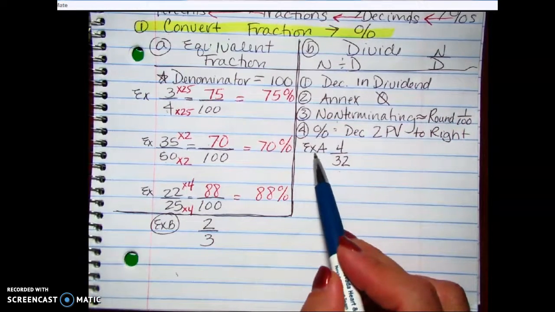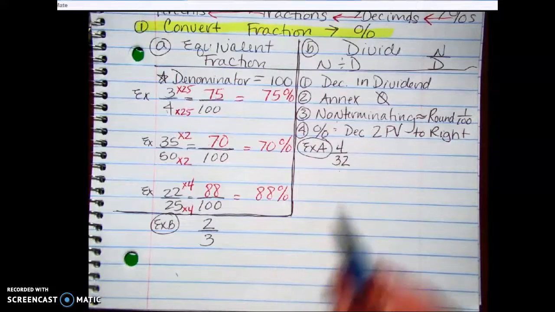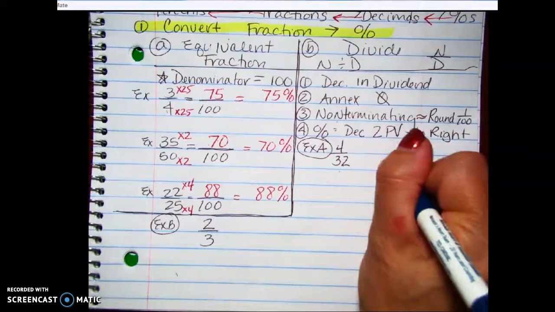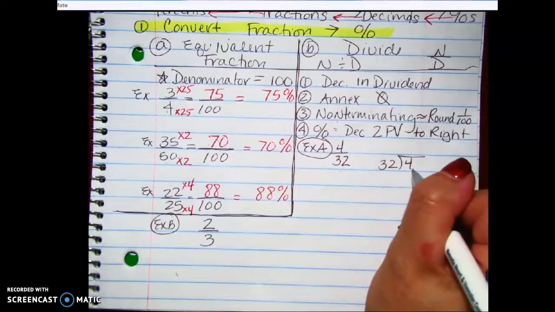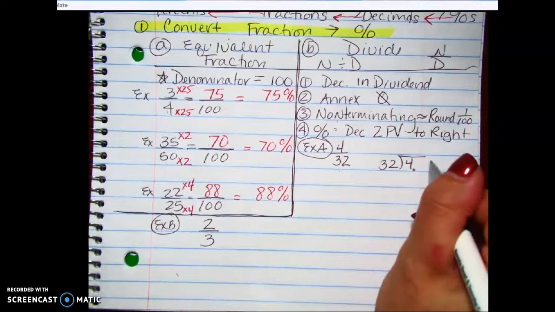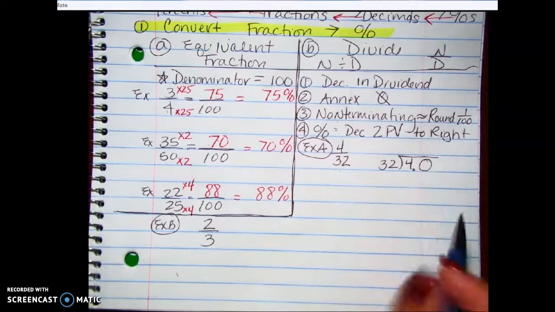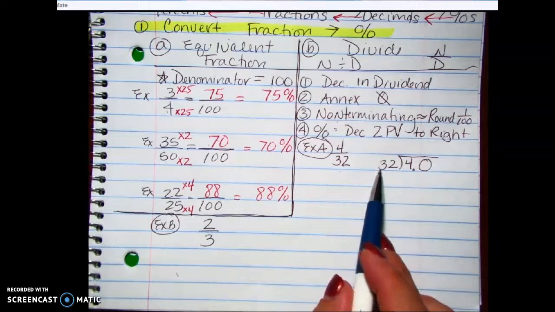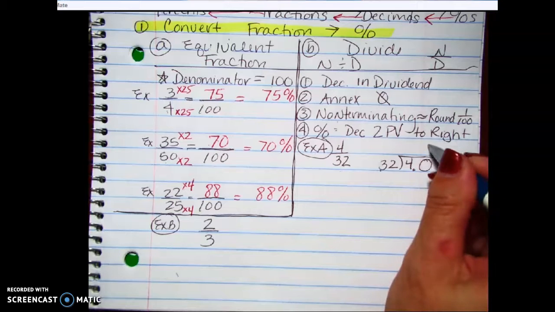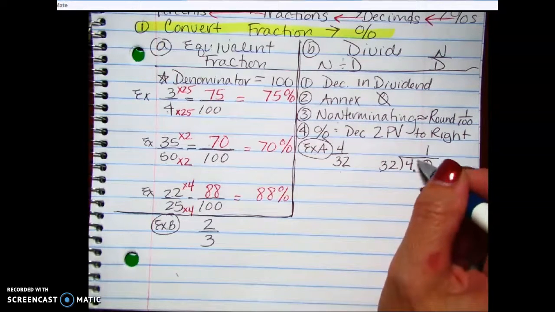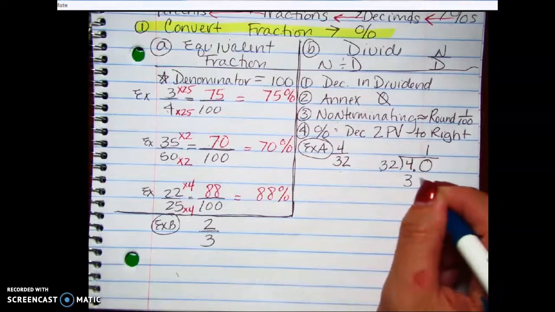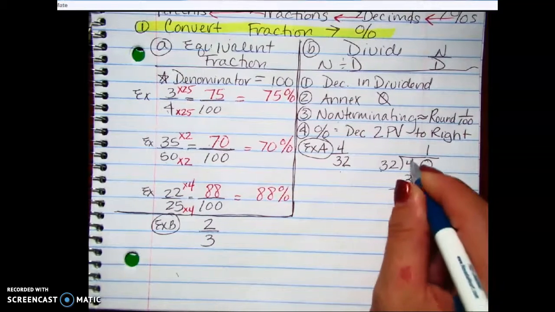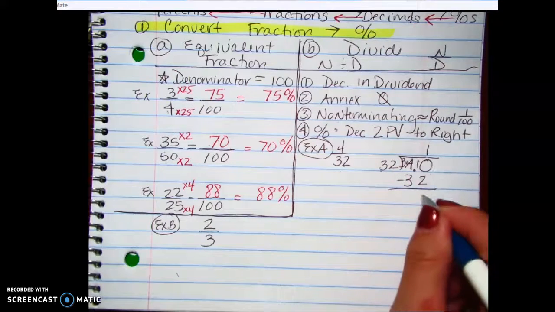So again, I said example A, 32 goes into 4. Annex, place my decimal in the dividend, annex a 0. Now, 32 can go into 40 one time. I make believe the decimal's not there. I end up with 32. I subtract. I end up with 8.